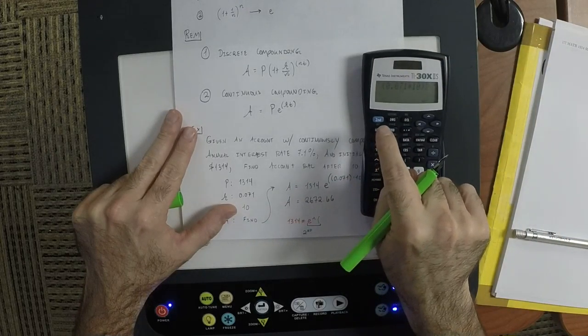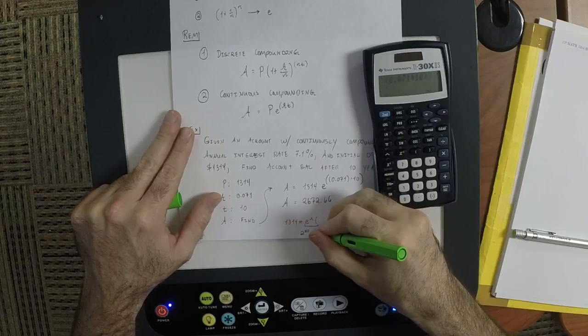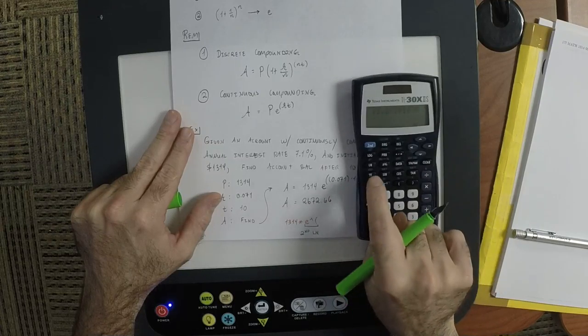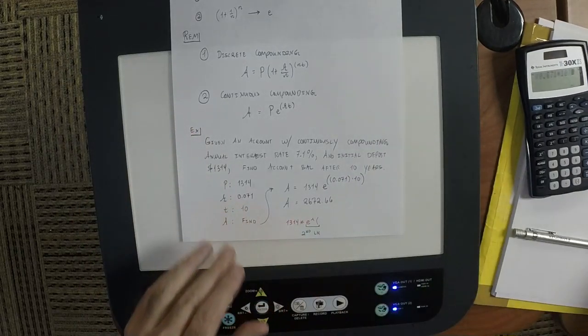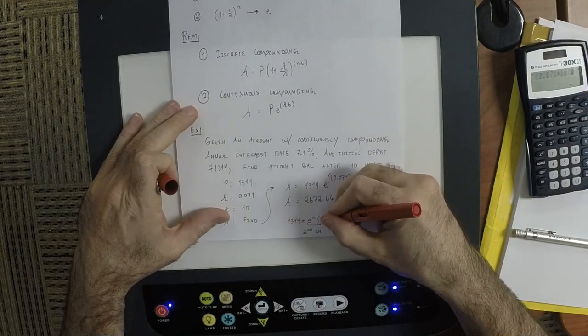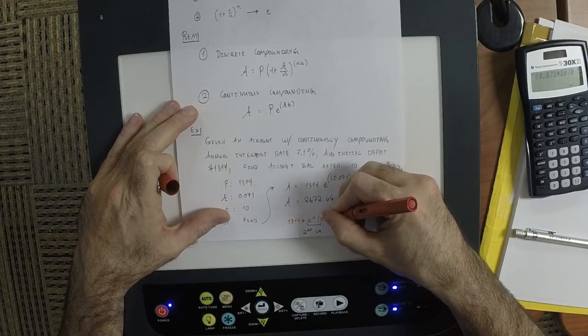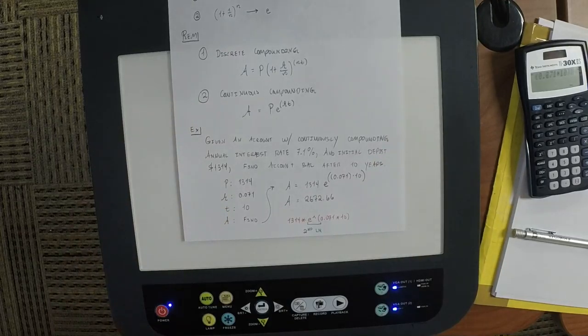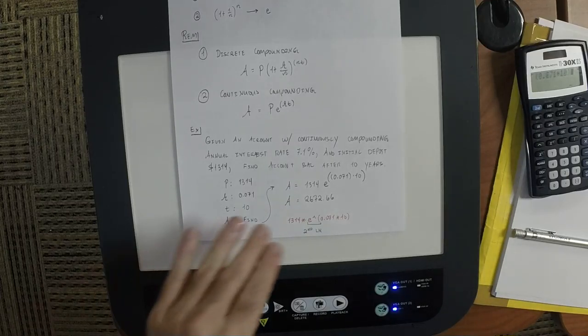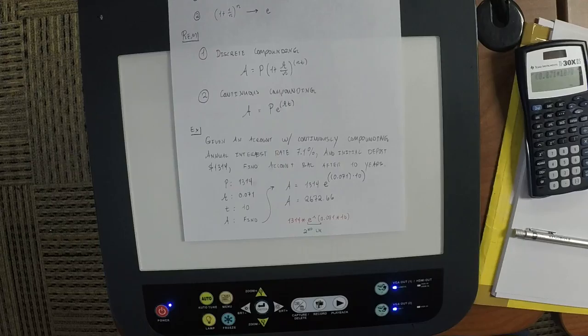And to get this bit to show up, I had to hit the second button, the little blue button right there, and then I had to hit the ln button, that button right there. So second ln, and then once I got that to show up, then I typed 0.071, multiply 10. That's what I had to type in my calculator. Any question about that?